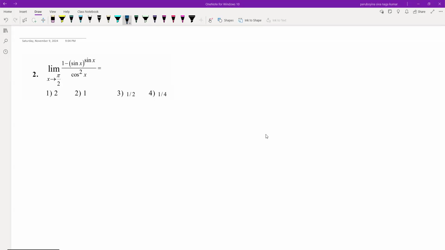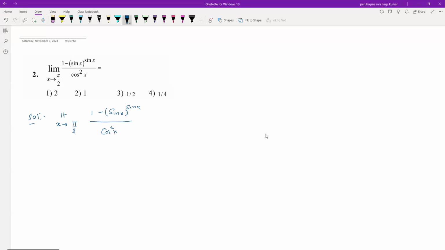So let's solve this question. First we will solve this question step by step. Limit x tends to pi by 2, (1 minus sin x) power sin x, whole divided by cos square x.